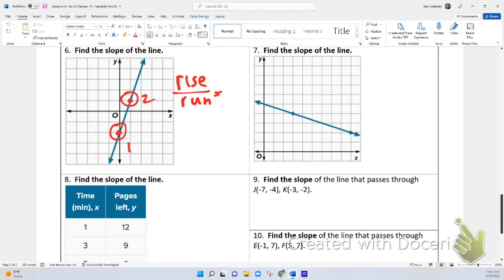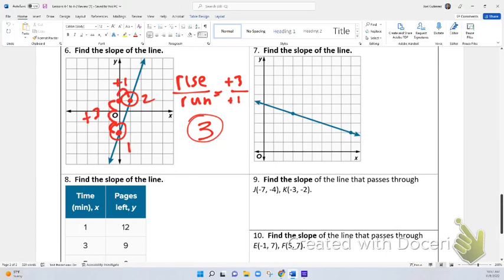How many spots? 1, 2, 3. I agree with whoever said 3. Because I'm going up, that is a positive 3. So here we say plus 3. After I go up 3 spots, I end up out here in the middle of the ocean. So I need to go to the right 1 spot in order to get to the second point. And then the last time I checked, 3 divided by 1 is just simply 3. So the slope of the line is simply 3. You could put 3 or 3 over 1. I prefer the 3.